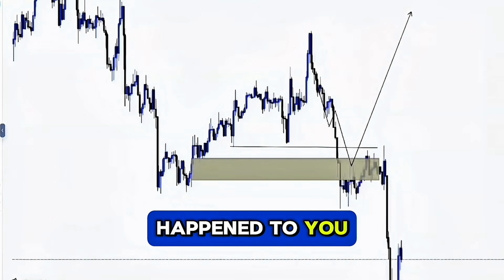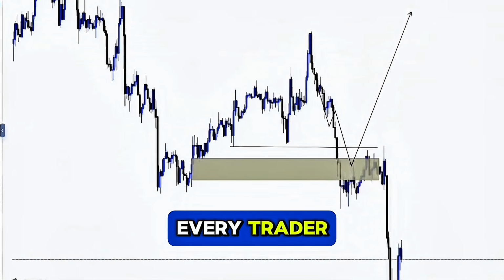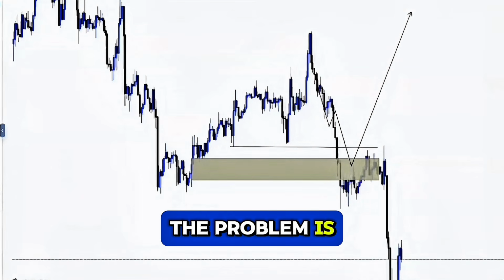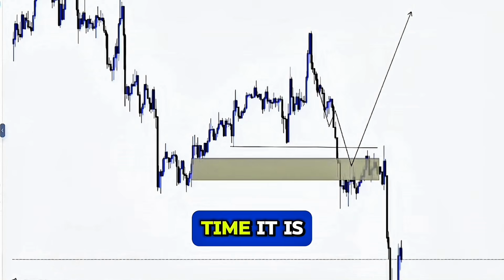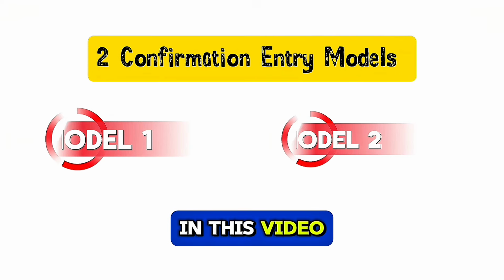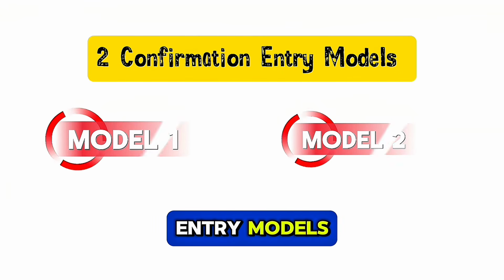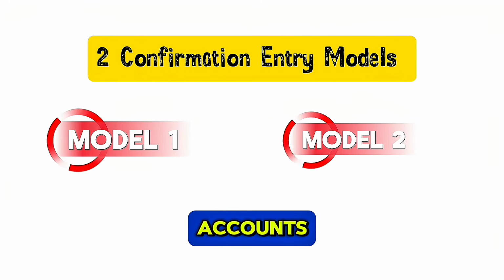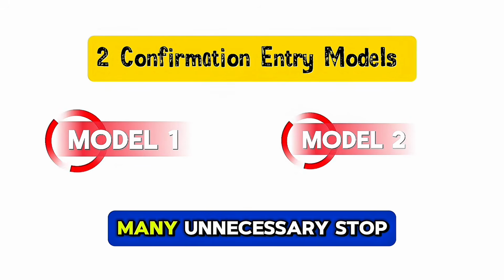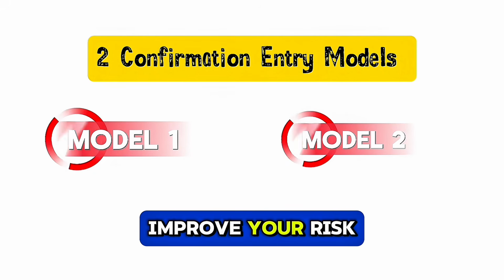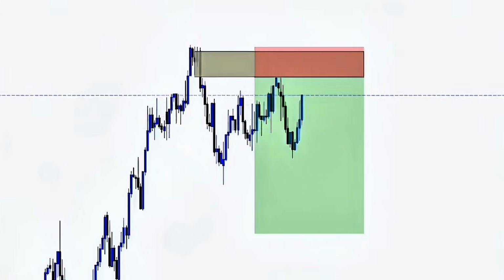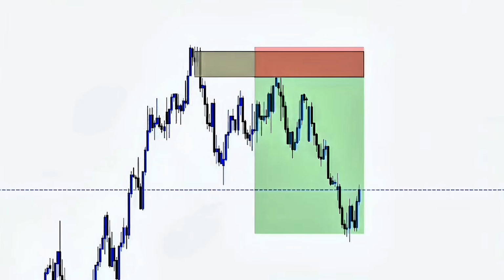If this has happened to you, do not worry, it happens to every trader. But what if I told you the problem is not always your strategy? Most of the time, it is your entry. In this video, I will show you 2 confirmation entry models I use to grow small trading accounts. These models can help you avoid many unnecessary stop losses, improve your risk to reward, and get clean sniper entries like the one you are seeing on the screen right now.